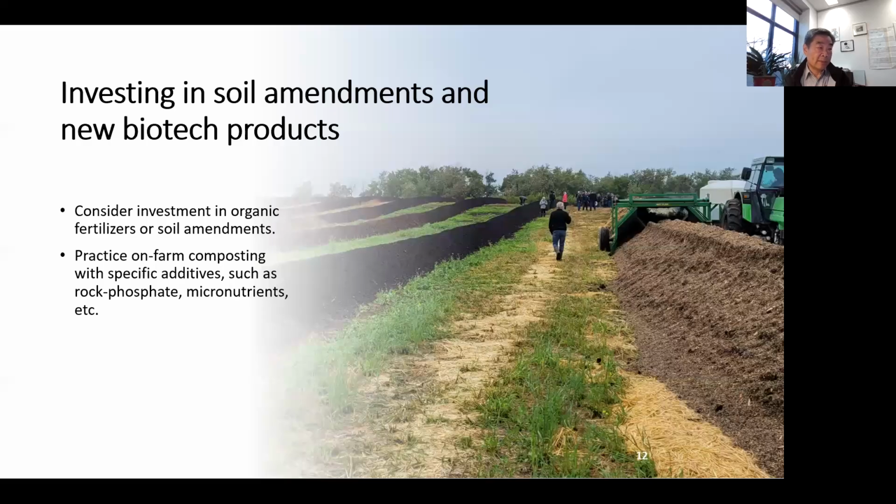Or you could also practice on-farm composting with specific additives, such as rock phosphate. Add rock phosphate into the composting process, which would improve rock phosphate efficiency. It would make more of the rock phosphate available to the crops. It also increases micronutrient efficiency as well.